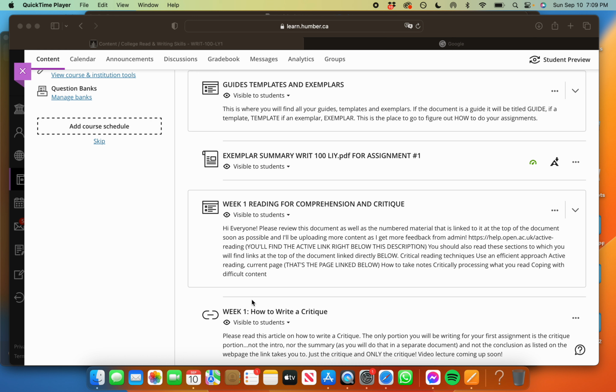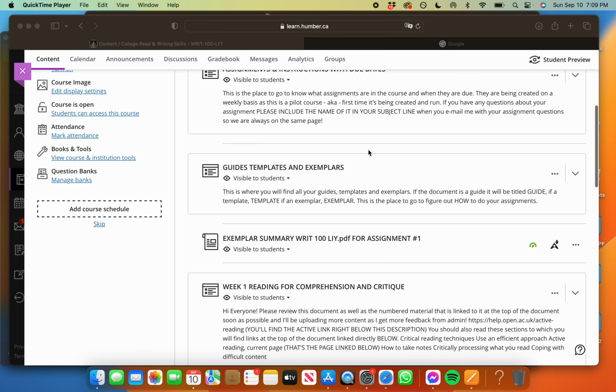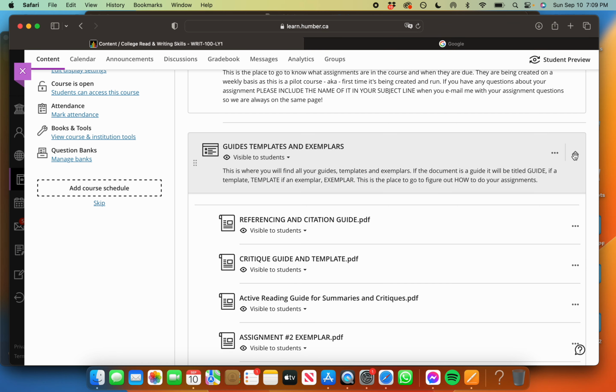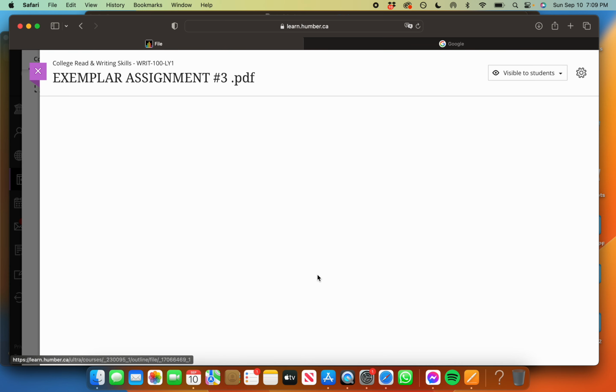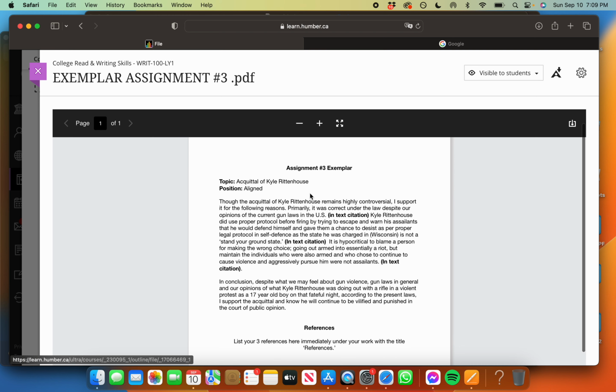First, I want to go into Blackboard just to show you where you can find everything, just in case people might be having difficulties. But guides, templates, and exemplars, since we're already right here, if I open this up, all right, you will be able to find the exemplar for assignment 3. And why not start from the end so you can see what it's supposed to look like?